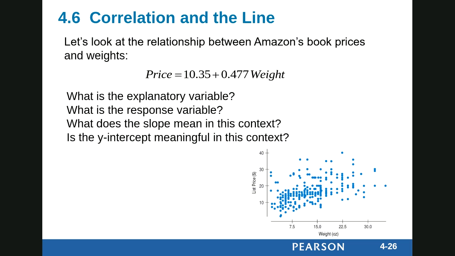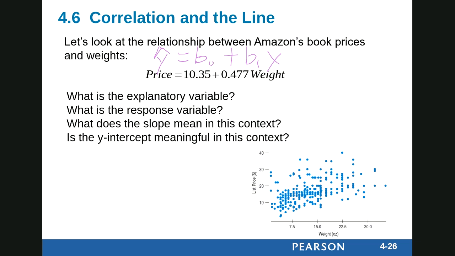So let's start from the top actually. Y hat is my price. So that's Y hat equals B0 is 10.35 plus B1 is 0.77 and X is the weight. Okay, so that's our linear model. Y hat equals B0 plus B1X. So the first question asks you, what is the explanatory variable? So who wants to answer that? What do you think the explanatory variable is?